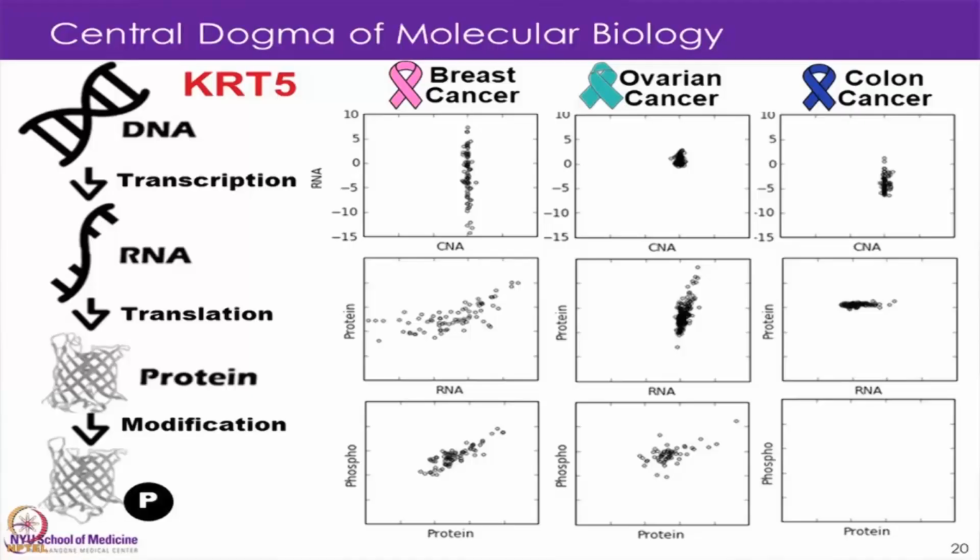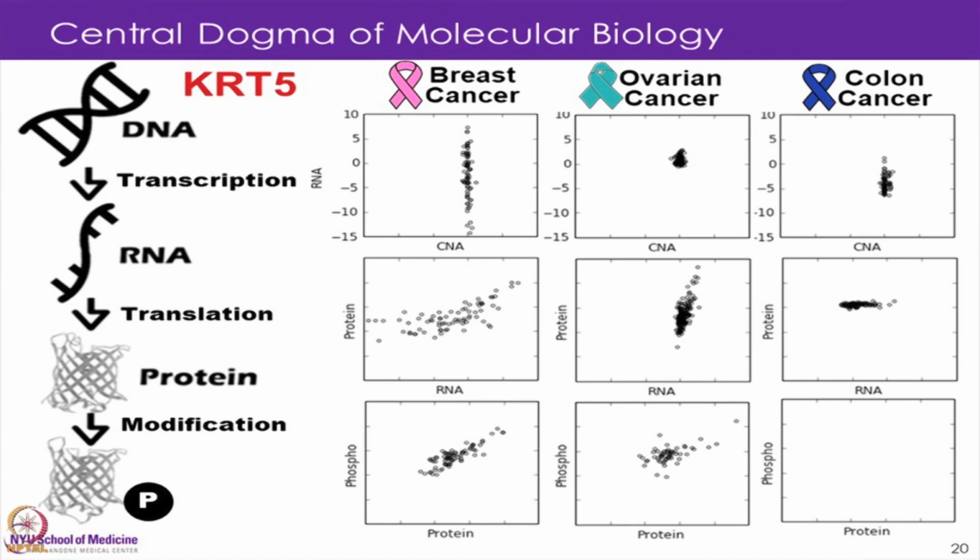Just to look at one more example, this is one of the keratins. We're looking at breast cancer, ovarian cancer, and colon cancer, and we don't see any changes in copy number in any of the tumors. We see a very large difference in range of the RNA levels. In breast cancer, we have a very large range. In ovarian cancer, almost no change in transcript levels. And in colon cancer, somewhere in between.